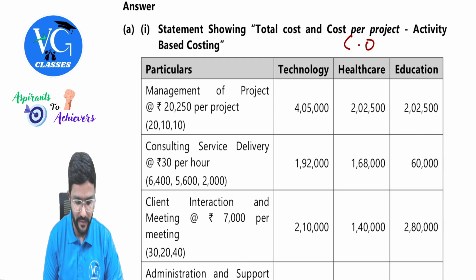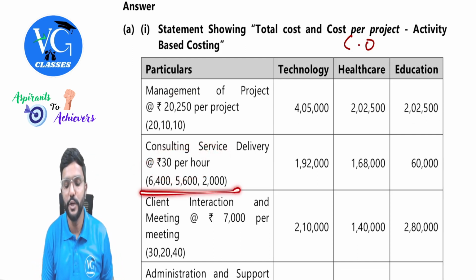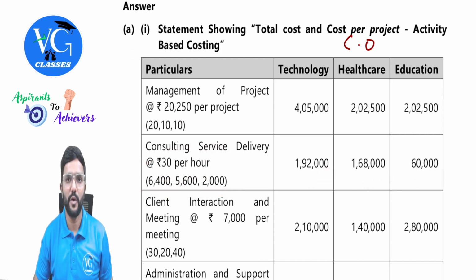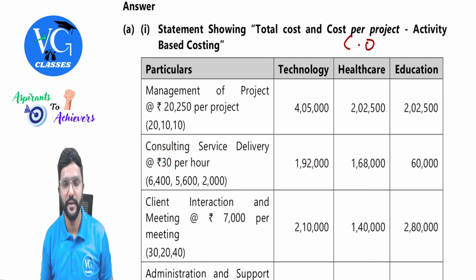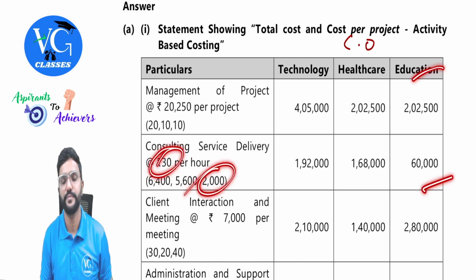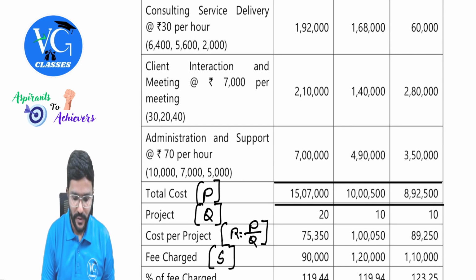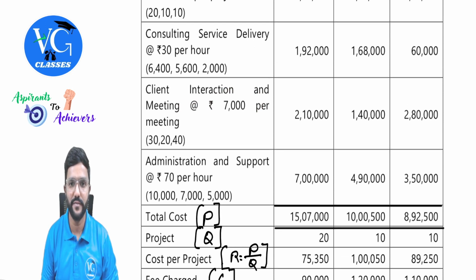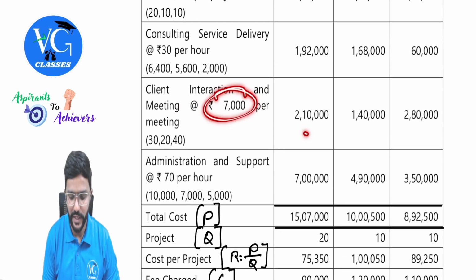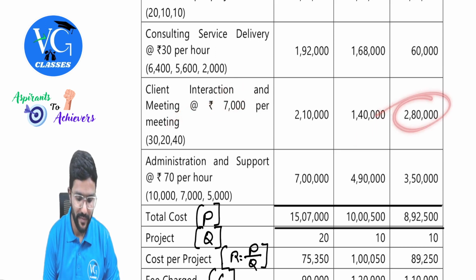Same way, consulting service delivery, we have got the activity cost driver rate as 30 rupees per hour. Multiply that with the individual cost drivers for each cost object. So for technology, it would be 30 rupees into 6,400. For healthcare, 30 into 5,600. For education, 30 into 2,000, 60,000. Then coming to client interaction and meetings. So the cost driver rate is 7,000 per meeting. So multiply it with the cost driver for each product, guys. So 7,000 into 30 here. Then 7,000 into 20. Then the last part, 7,000 into 40.